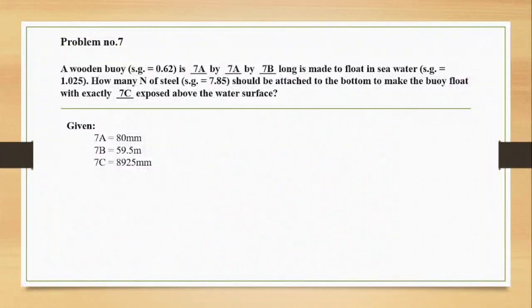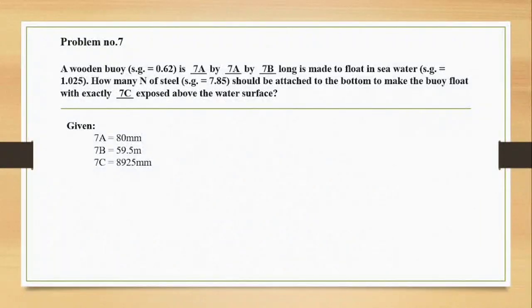So our last problem for the quiz is problem number 7. A wooden buoy, blank by blank by blank long, is made to float in seawater. How many N of steel should be attached to the bottom to make the buoy float with exactly blank exposed above the water surface? Our givens in number 7: 7A equals 80 millimeters, 7B is 59 meters, and 7C is 8,925 millimeters. What we are looking for is how many N of steel should be attached to the bottom to make the buoy float with exactly that exposed above the water surface.